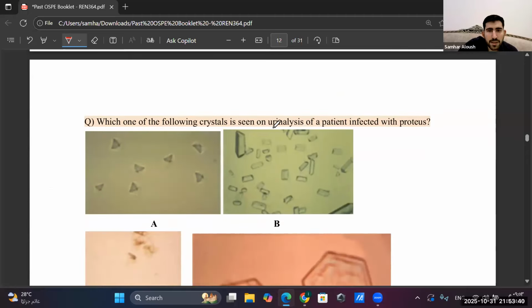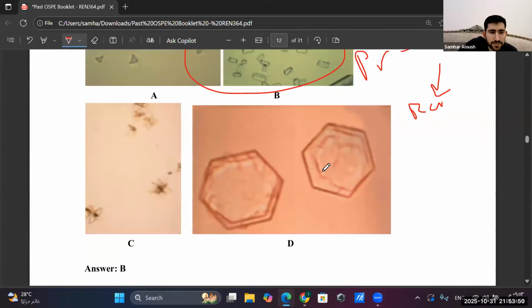Which one of the following crystals is seen on urinalysis in a patient with Proteus? We said Proteus is struvite stone. Struvite stone is rectangle. So it's this one, B.